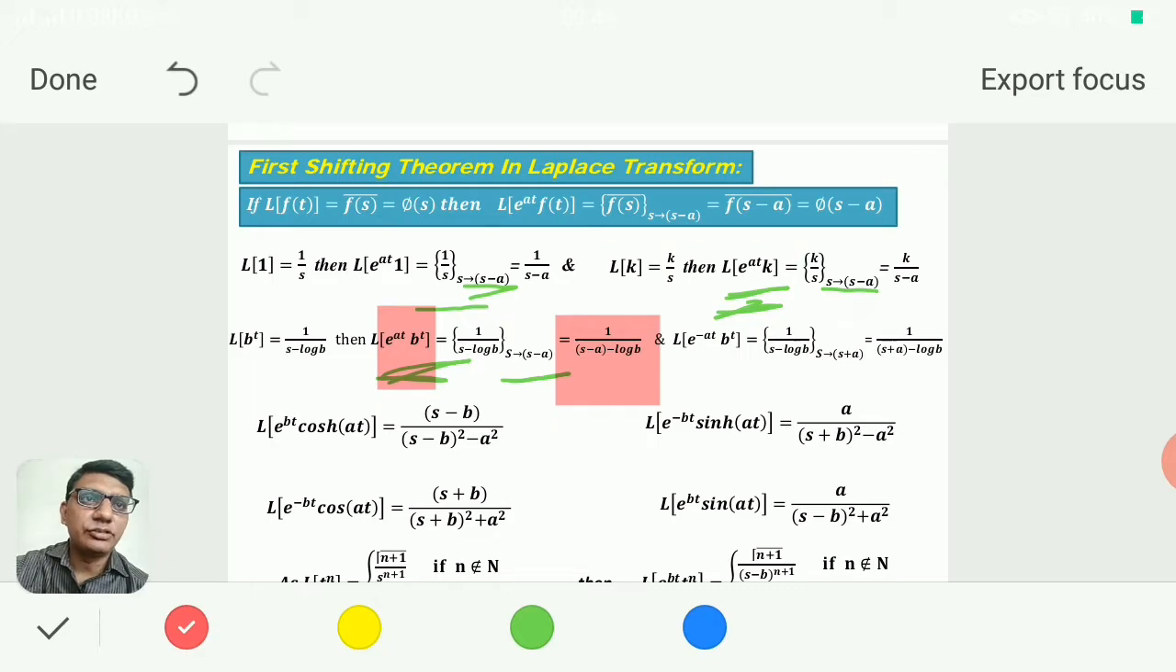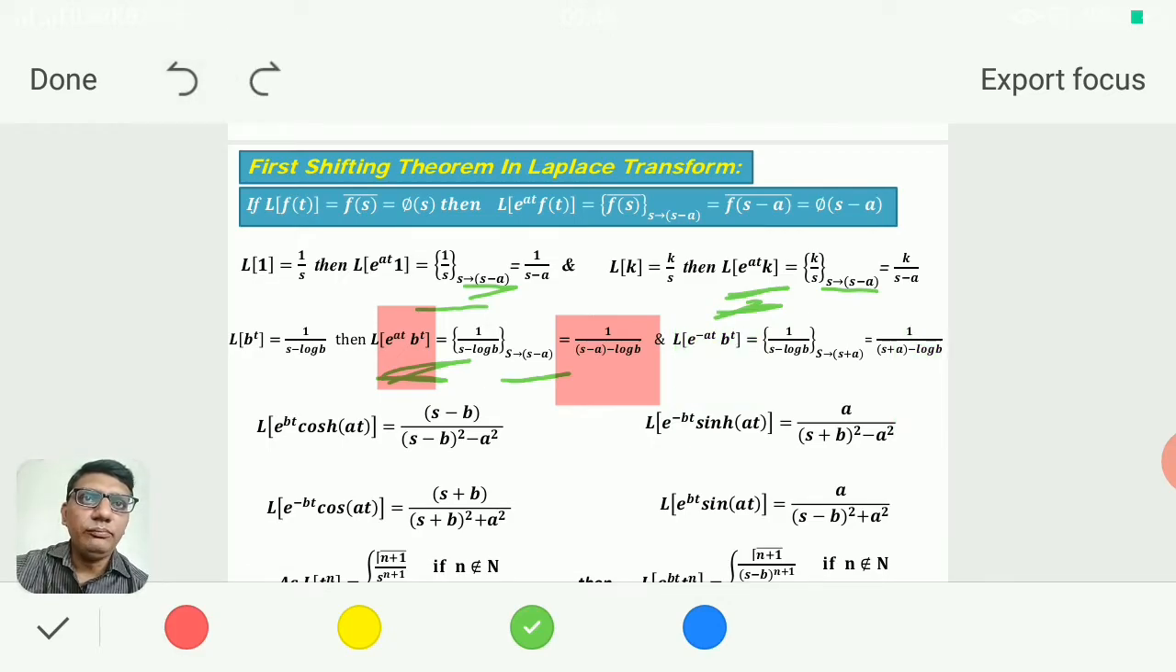Similarly, Laplace of e raised to minus at into b raised to t is equal to 1 upon s plus a minus log b. Here we just replace s by s minus a when the function is multiplied with e raised to at, and we replace s by s plus a when the function is multiplied with e raised to minus at in the first shifting property of the Laplace.